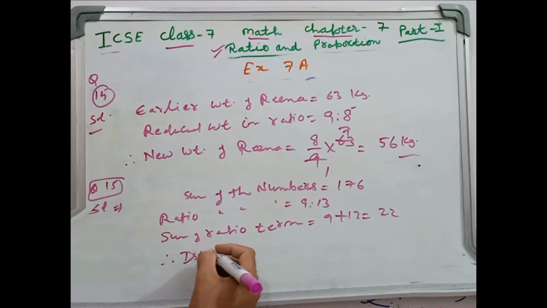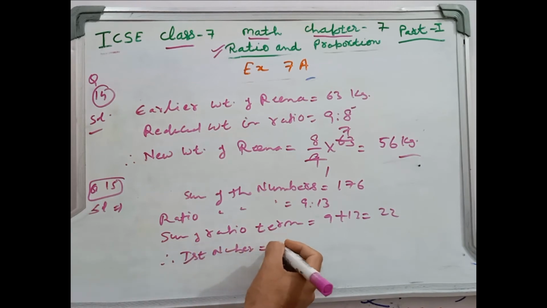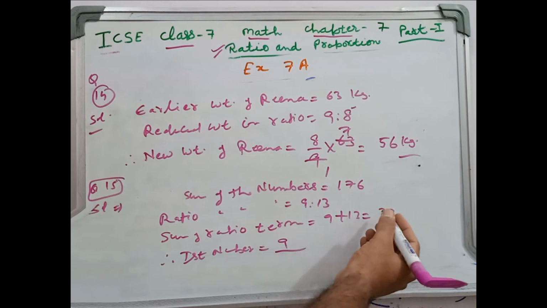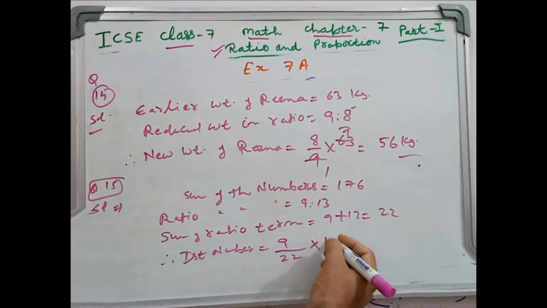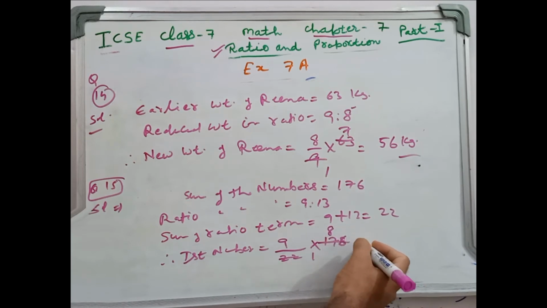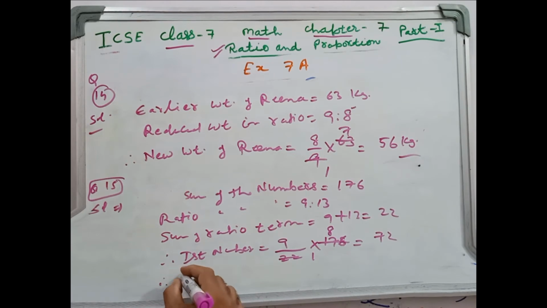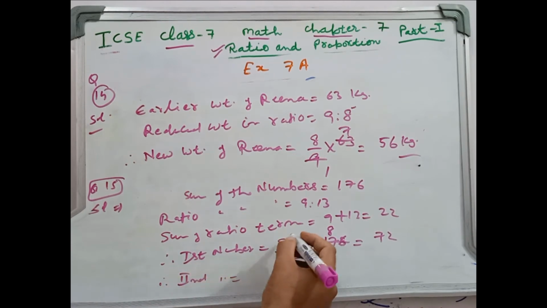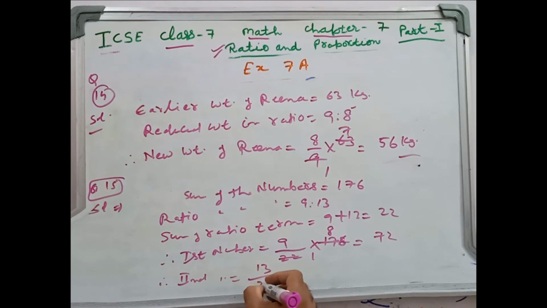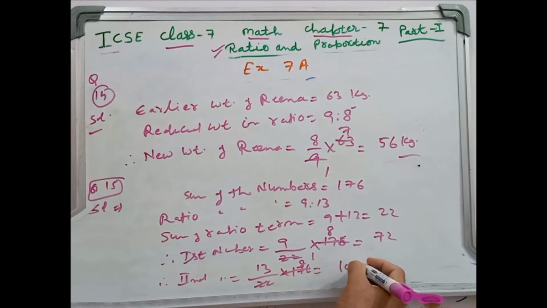Therefore, first number: ratio is 9, ratio sum is 22, total is 176. 22 8s are 176, first number would be 72. Therefore, second number: ratio 13 upon 22 multiplied by 176. 8 13s are 104, their total would be 176. Alright, students.